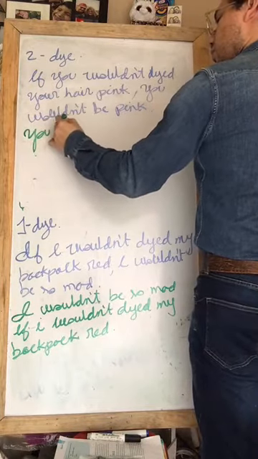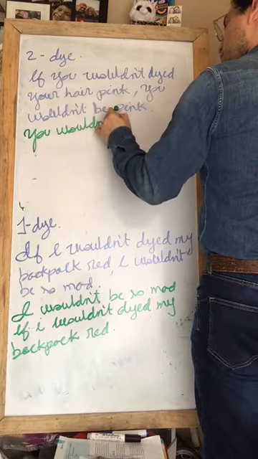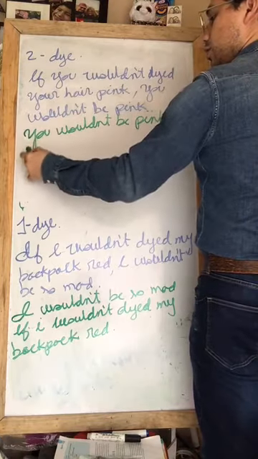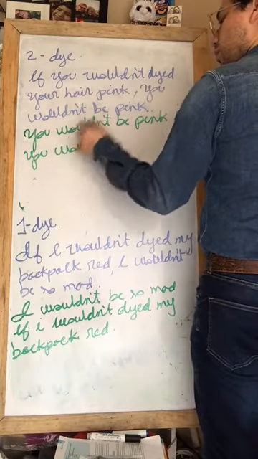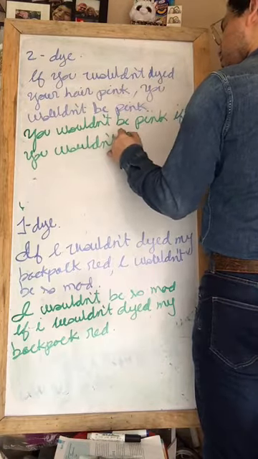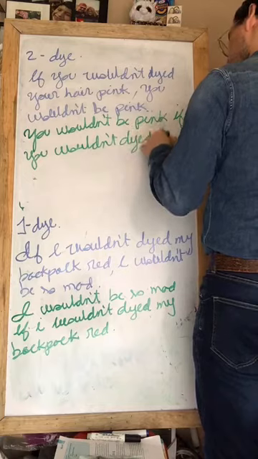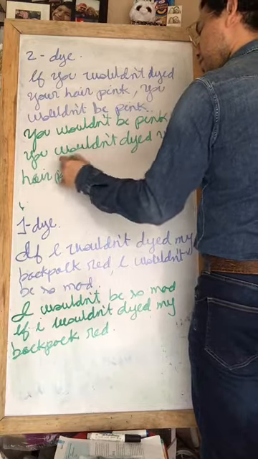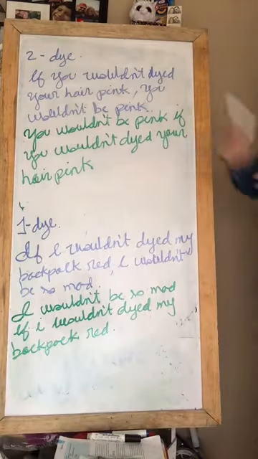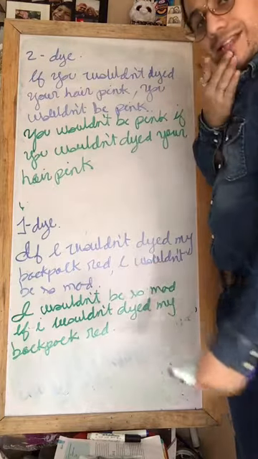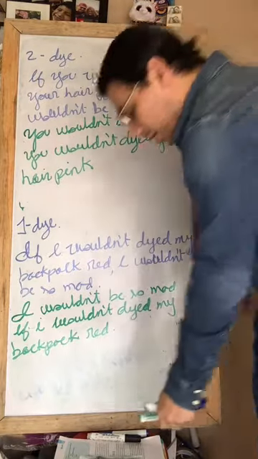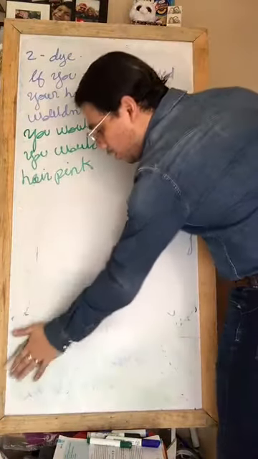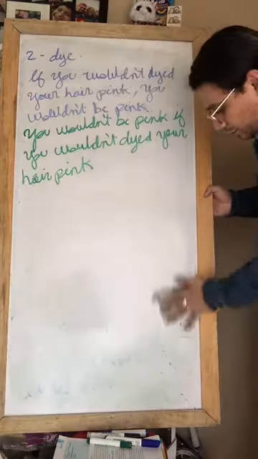You wouldn't be pink if you wouldn't dye your hair pink. So see, basically you're thinking only for one sentence because the other sentence is a copy of the same sentence. Now, something that I want you to notice is that you should not repeat the same verb or the same complement, because if you do, you're losing points.